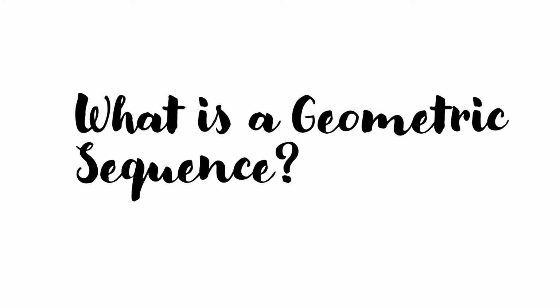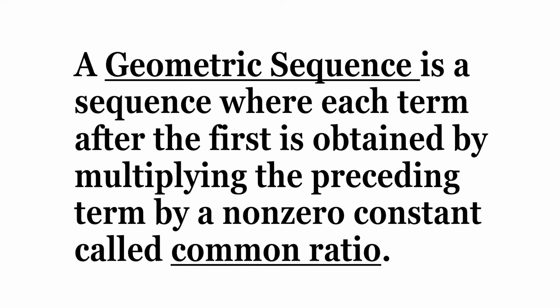What is a geometric sequence? A geometric sequence is a sequence where each term after the first is obtained by multiplying the preceding term by a non-zero constant called common ratio. Let us have examples of geometric sequence.